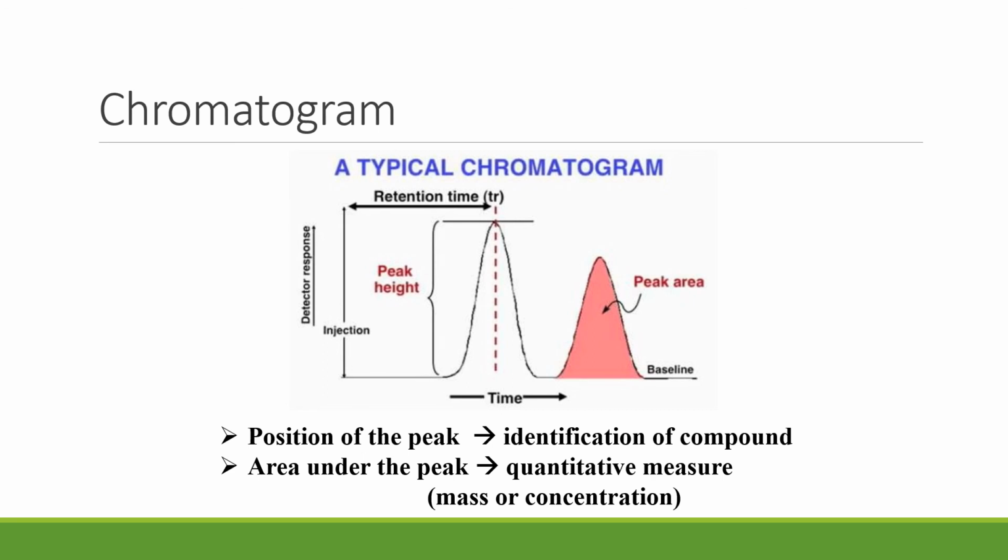So no matter what technique we use in chromatography, the final process is to get a readout from the instrument called a chromatogram. And we can tell a lot about a chromatogram and the actual separation of these compounds. And so the position of the peak of a curve in a chromatogram can help us identify what that compound is. And the area under that peak can give us quantitative measures on different things such as mass or the concentration of that compound.